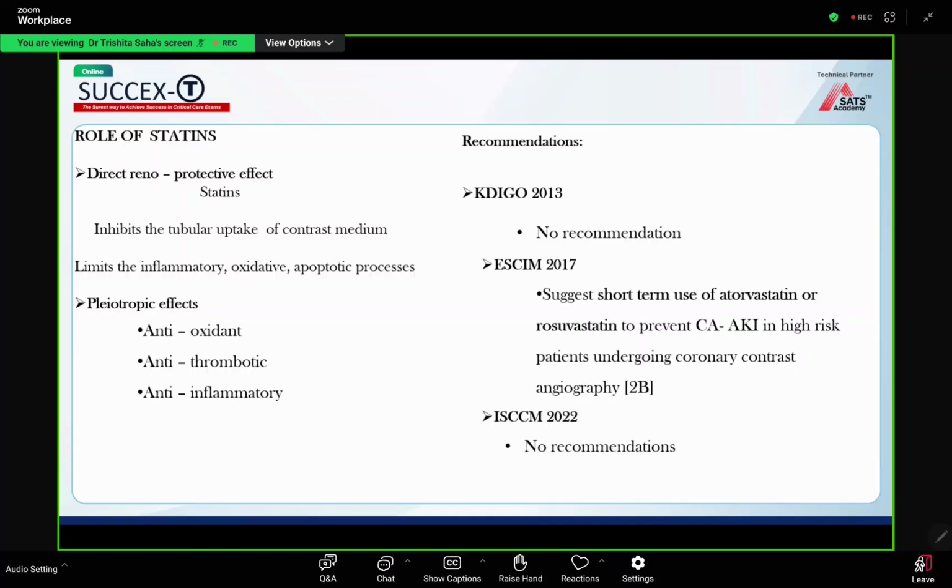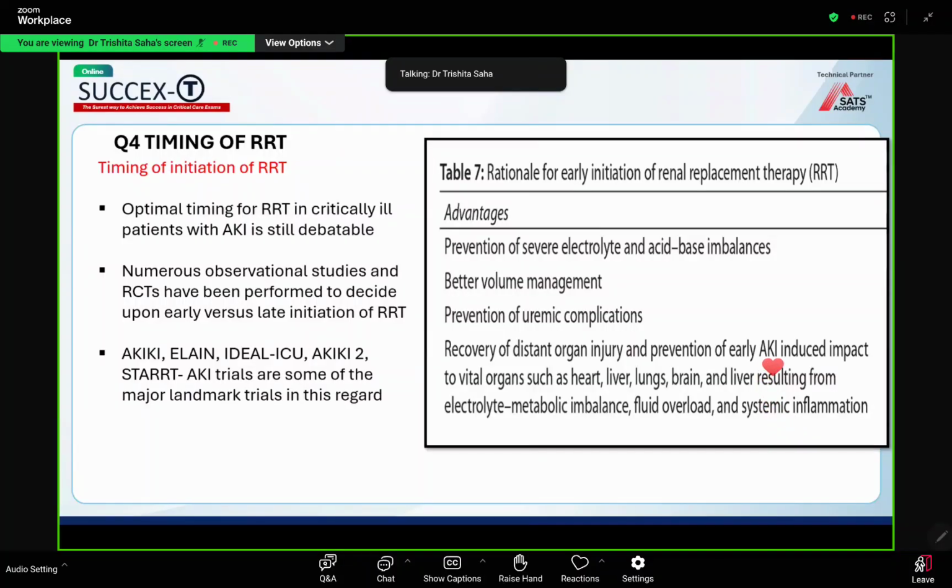So you can write cross points if you forget which society made which guidelines and what the recommendations are. And you should write about the pathophysiology and the definition of contrast-induced AKI. Five marks will be enough. Now, timing of RRT is a debatable topic. The optimal timing of initiation of RRT in critically ill patients with AKI is still debatable.